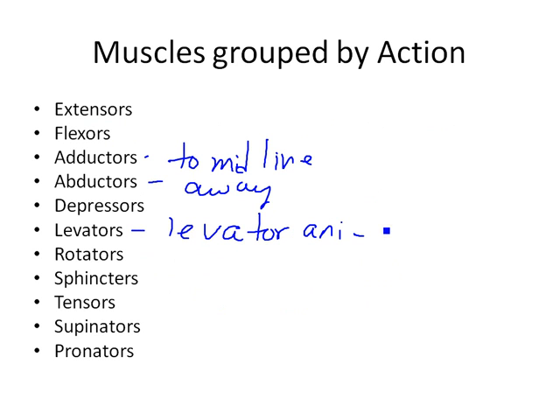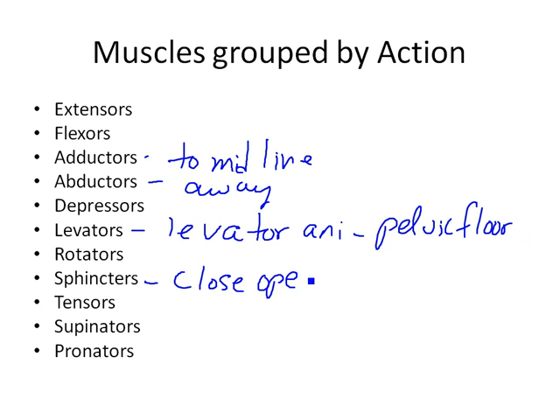There's a levator ani. It helps to hold up the pelvic floor. You have rotators, like in your shoulder. You have sphincter muscles, which are basically round muscles. These always close an opening. Like example, the muscles around your eyes.